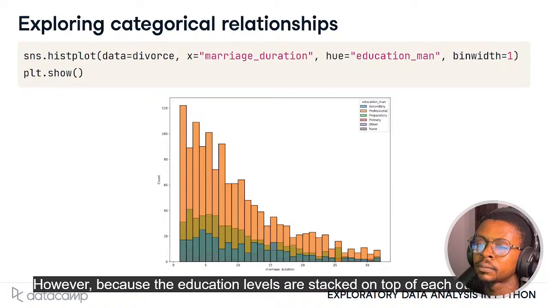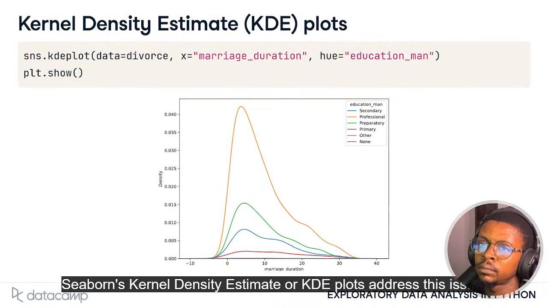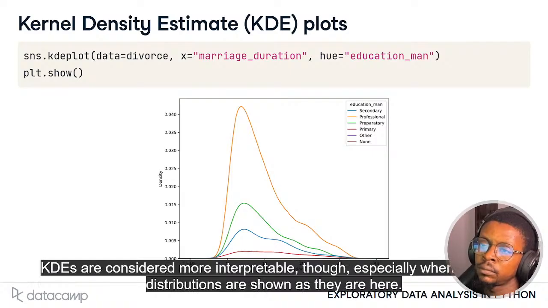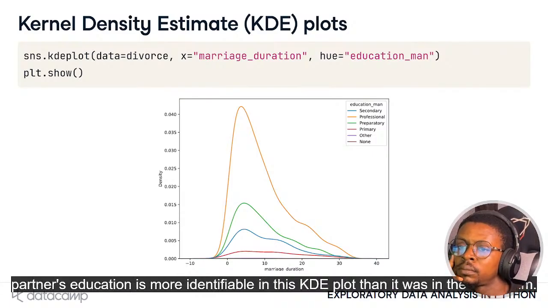However, because the education levels are stacked on top of each other, the relationship between marriage duration and male education level isn't super clear. Seaborn's kernel density estimate, or KDE plots, address this issue. Similar to histograms, KDEs allow us to visualize distributions. KDEs are considered more interpretable, though, especially when multiple distributions are shown, as they are here. Notice that the location of the peak marriage duration for each level of the male partner's education is more identifiable in this KDE plot than it was in the histogram.